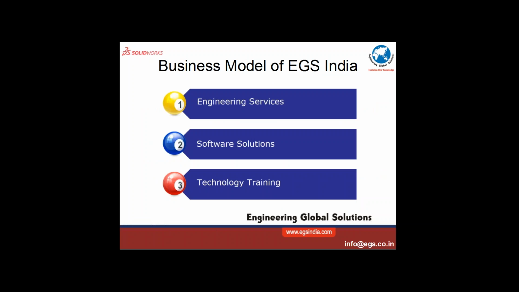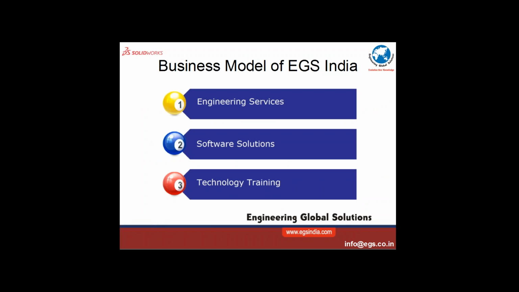The business model of EGS India starts with 3 different verticals: engineering services, software solutions, and technology training. Under engineering services, we provide design engineering services. Under software solutions, we are the authorized reseller of SolidWorks suite of products from Dassault Systems SolidWorks Corporation USA.